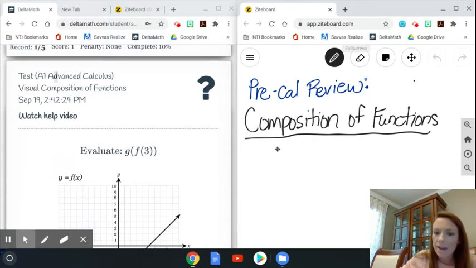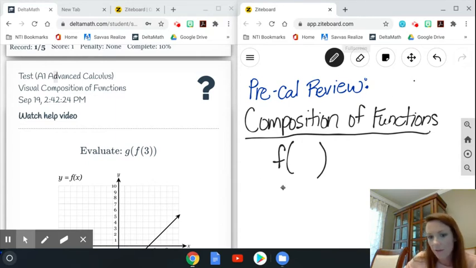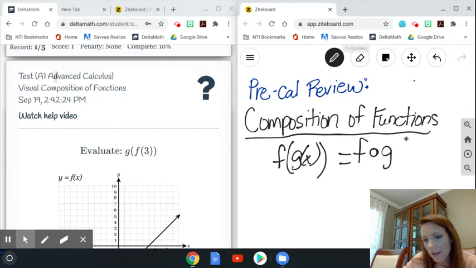So here we go. Composition of functions, you've seen two notations for this in the past. One looks like this: f of g of x. So that means take the g function and put it inside of the f function. You've also seen it written like this with the open circle notation, f of g of x. They both mean the same thing.